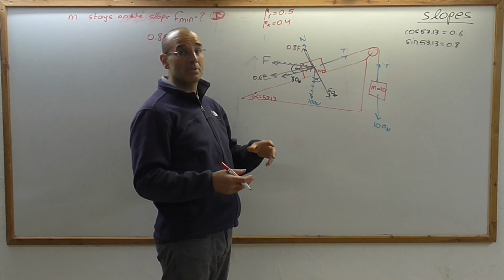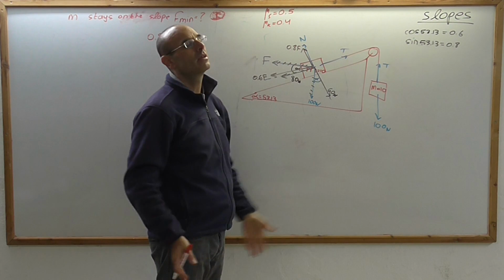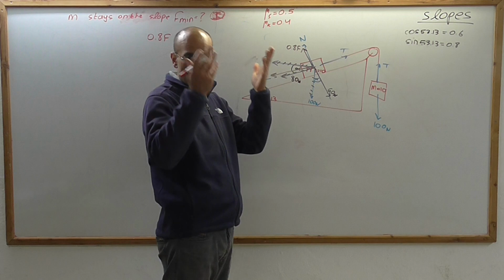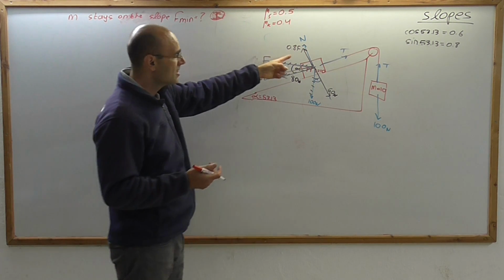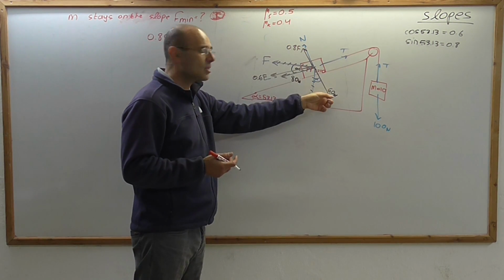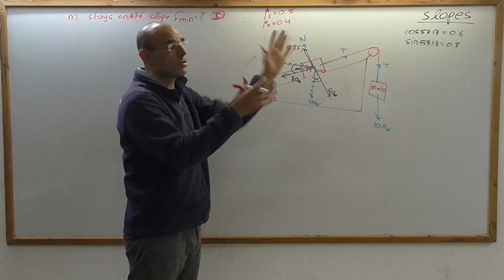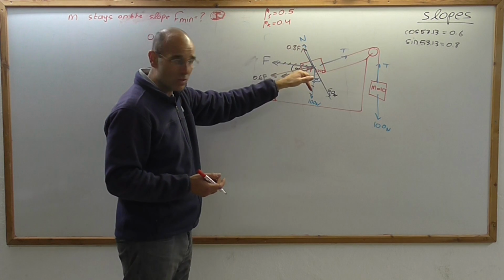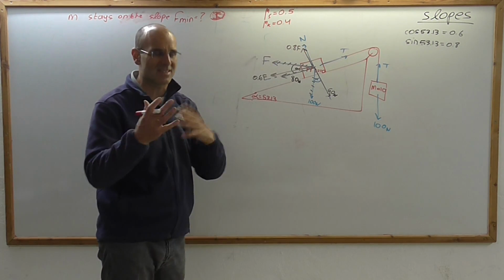If I'm pulled up by 900 newtons, I will go up, so there will be no normal force, and I will accelerate. Like this here. If this one is bigger than that one, it will go up and there will not be any normal force. If this one is smaller than that one, it will stay on the slope and the normal will adjust itself.